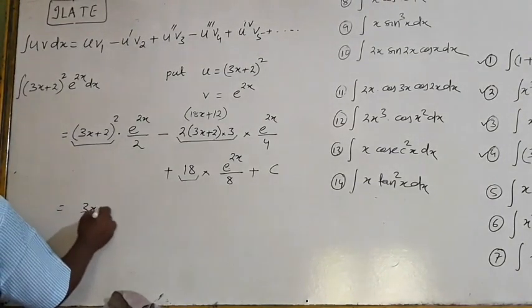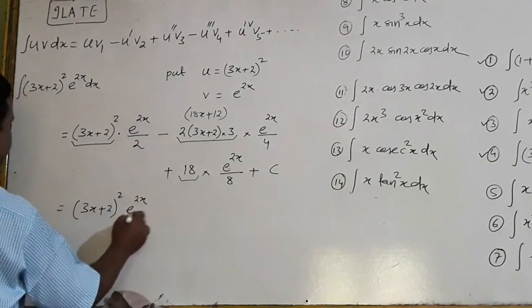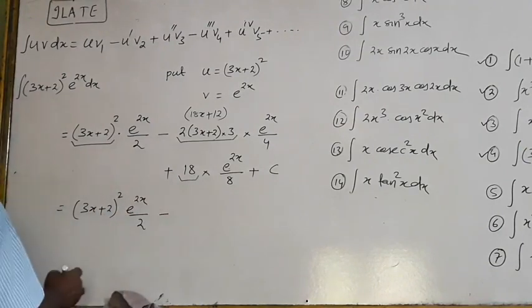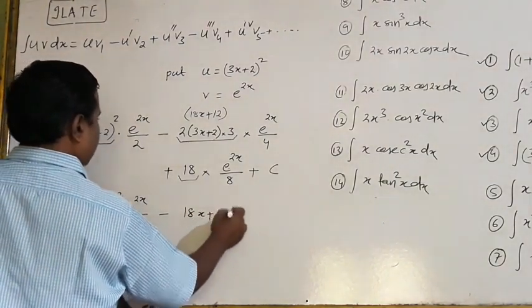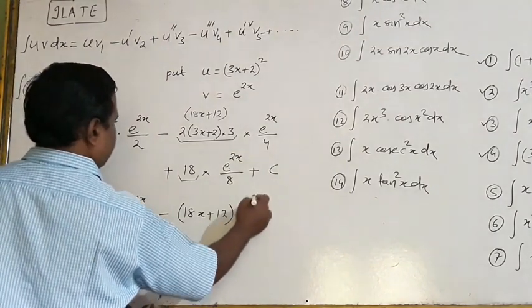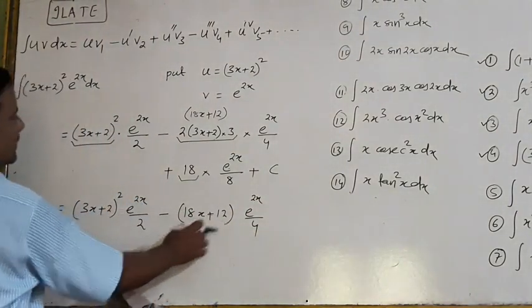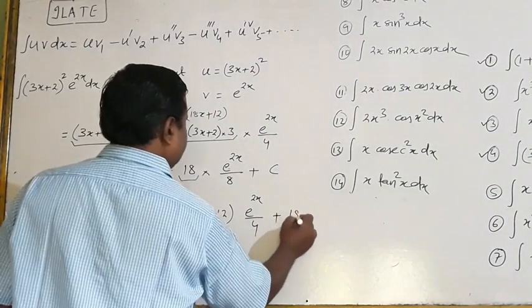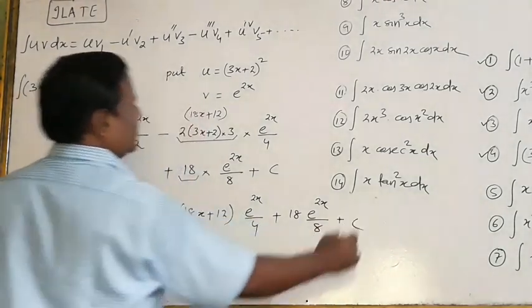Again I am writing it. It is (3x + 2)² e^(2x)/2 minus (18x + 12) into e^(2x)/4, because its derivative is this, plus 18 e^(2x)/8 plus c. Okay.